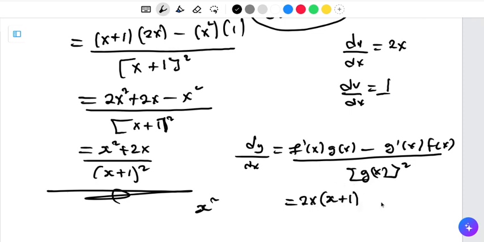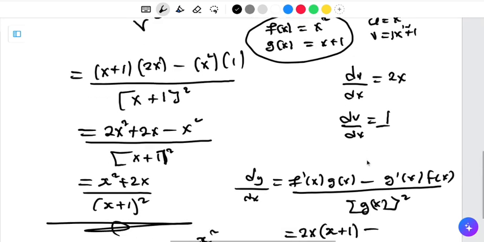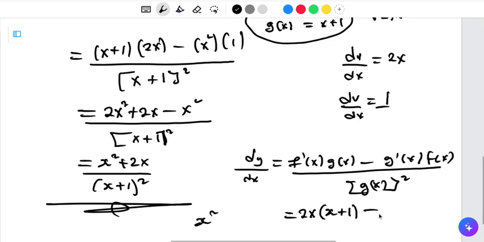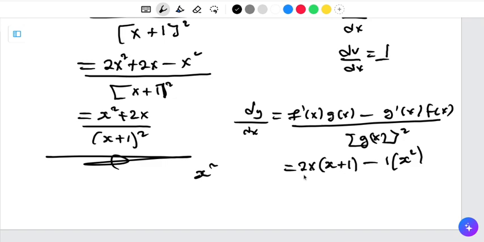Then we are done for this part. The second part, what is the differentiation of g of x? For g of x, we have x plus 1, which gives just 1. Then what is our f of x? f of x is x squared. Then divided by g of x, and then we square it. So g of x is x plus 1, and we square it.